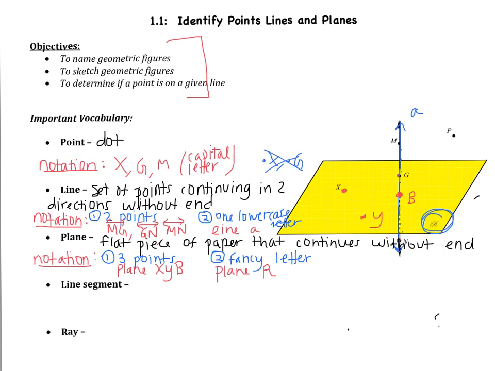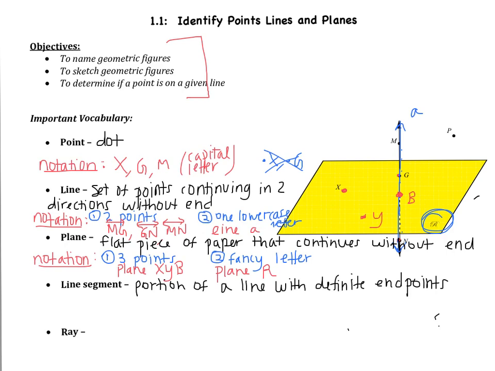Again, I really want you to use the first notation, the 3 points, but you may see that fancy letter also. Okay, next definition is a line segment. A line segment is a portion of a line with definite endpoints. So it has a defined beginning and end.